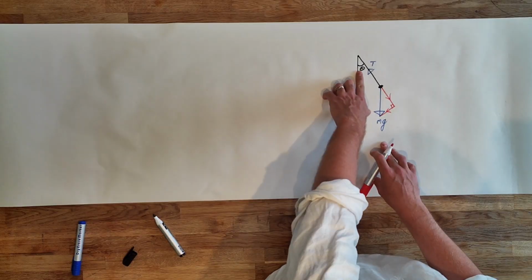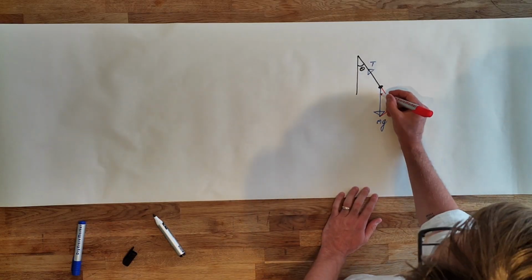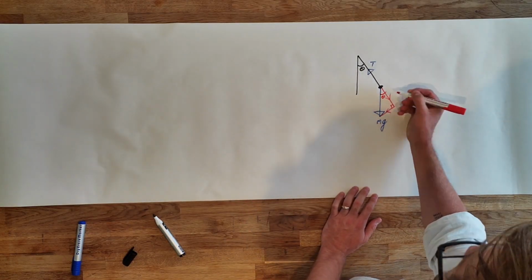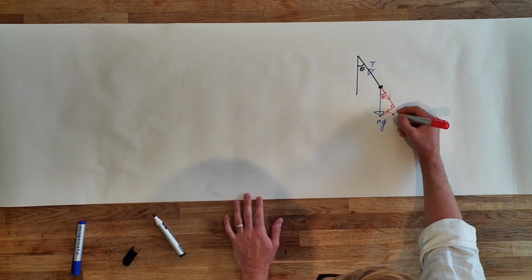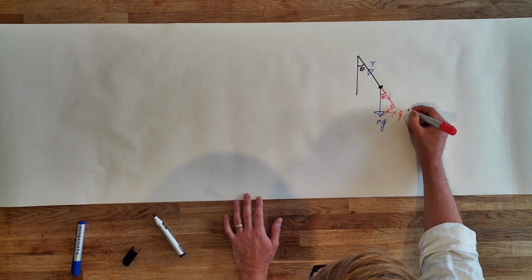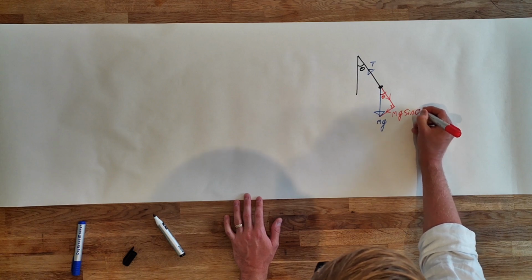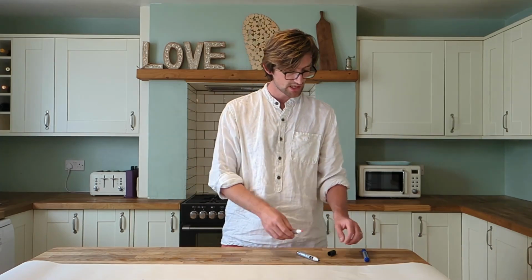So let's see if we can work out that perpendicular component. Using similar triangles, I notice that this angle is theta, and therefore this angle must also be theta. And therefore, if the hypotenuse component is mg, we can say that this is going to be mg sine theta. Fantastic.